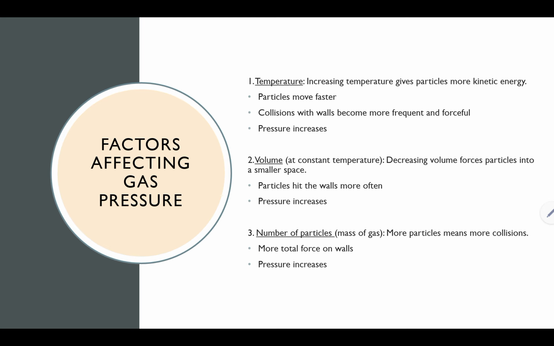Volume. If I decrease the volume, which is relevant to area a bit, so we said they're inversely proportional. So if I decrease the volume, I have less space for particles to move, so particles will hit the wall more often and pressure increases. If I have more number of particles, that means there will be more collision, more force on the walls, pressure increases.